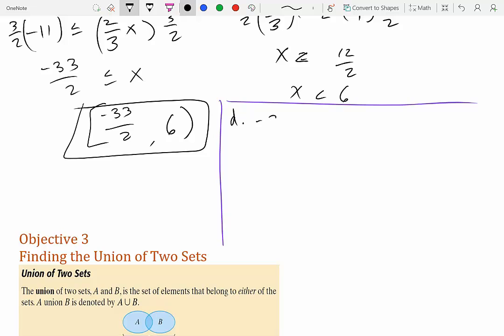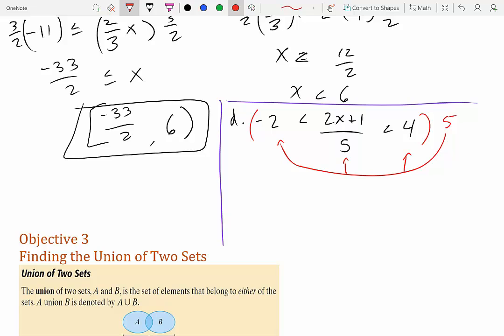We have negative 2 is less than (2x plus 1) all over 5 is greater than 4. So we can go ahead and get rid of this fraction. Remember, anytime we have fractions, we can get rid of them by multiplying by the LCD. So the only denominator we have is 5. So we're going to multiply 5 to everything.